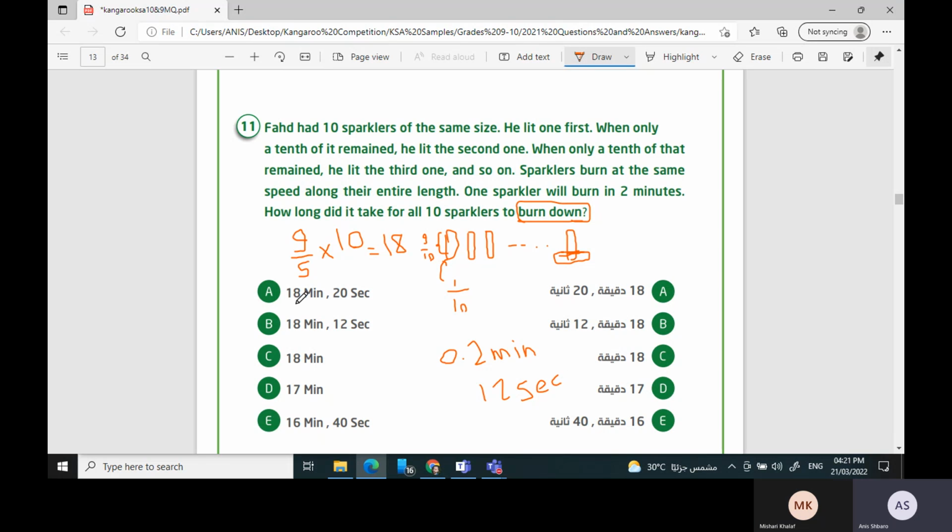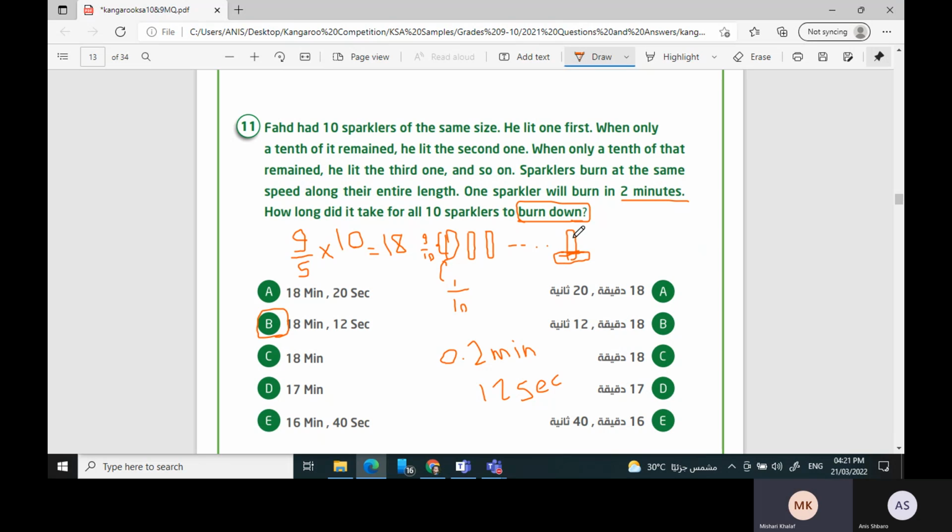Okay, so this is the trick. They made it so that almost all the students answered with C, because everyone looks at it directly and says, I'm going to multiply 9 over 5 with 10 and I'm done. But we have a missing part here. Mister, how do you know there's a missing part? Because it's clear in the question: when they are done with 9 over 10 of it, or when they are left with 1 over 10 of it, they light the next one, and the next one. So we calculated this 9 over 5 from the 2 minutes given. We know that it must take 2 minutes to burn the last one all the way down.